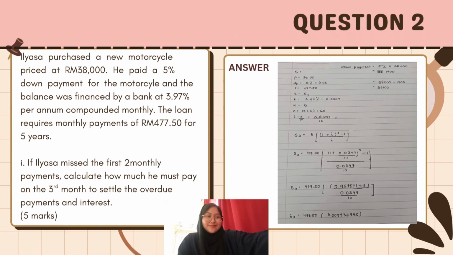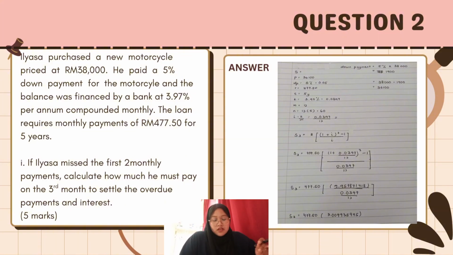We can get the answer of the question is RM21,043.79. The formula that I use for question 1 Roman is S3 equals R times open bracket 1 plus i to the power of 3 minus 1 close bracket divided by i. First, I calculate the down payment. The price of the motorcycle is 38,000 and the down payment is 5%. So I multiply 38,000 by 5%, which equals 1,900. Then I subtract the down payment to find the third month to settle the overdue payments.